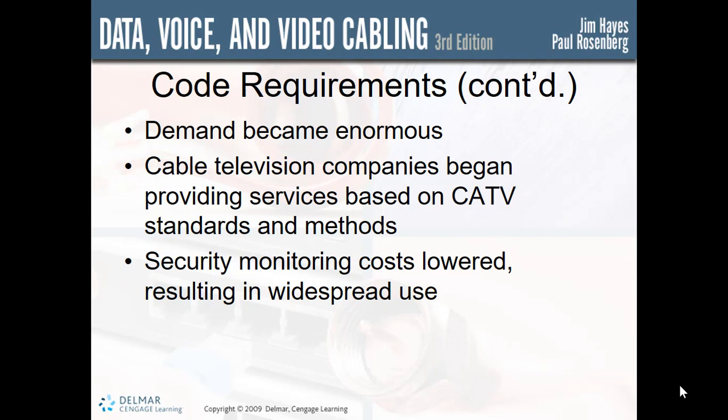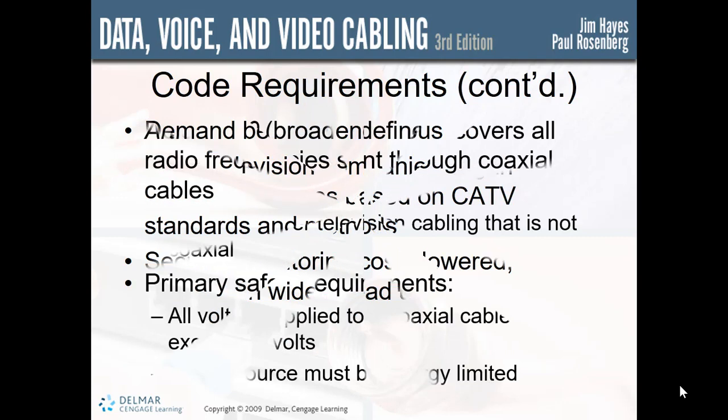And the primary safety requirements of the article are, first, that the voltage applied to coax cables not exceed 60 volts, and the power source must be energy limited. Energy limitation is defined in Section 820.4 of the NEC itself.